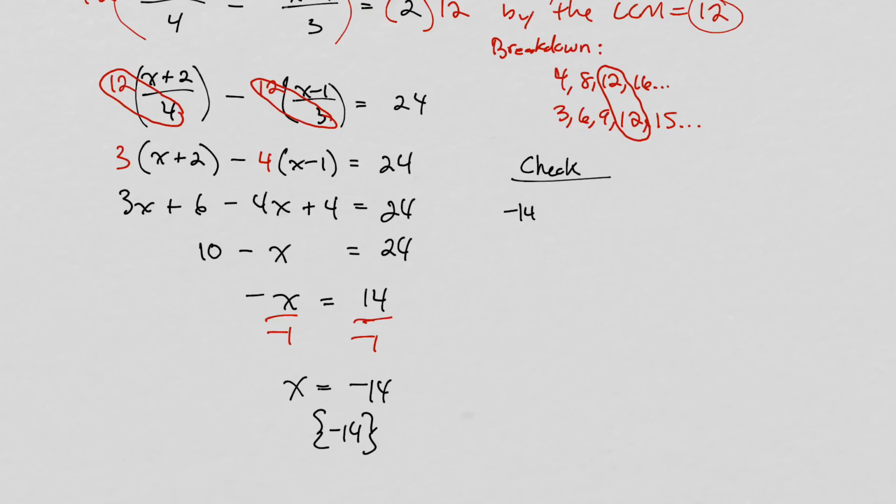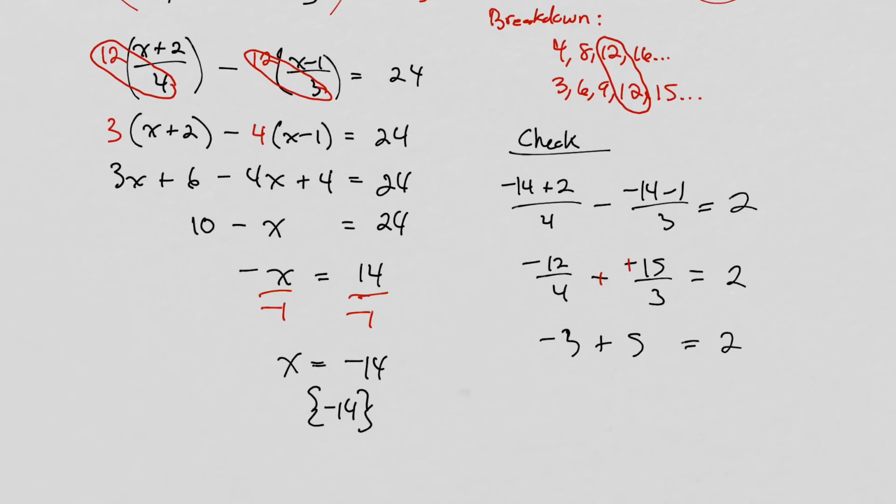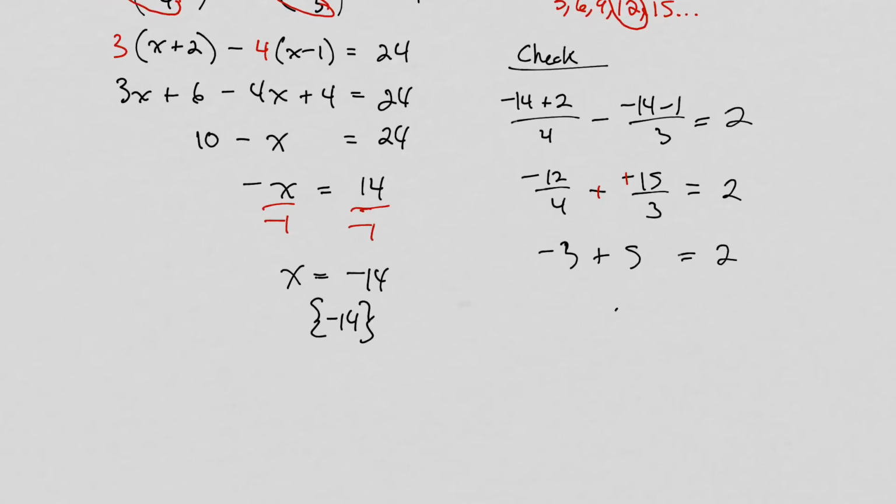So I'm going to plug in the negative 14. See if that equals 2. So we get negative 12. And we get negative 15. So then we get this double negative. And so now we have negative 3 plus 5. Whoops. And then that's positive 2. And voila. There it is. Okay.